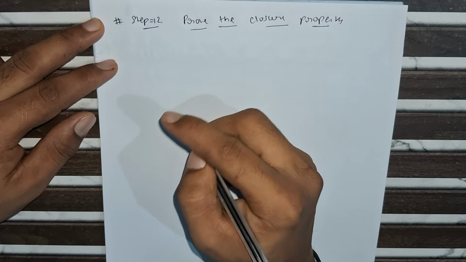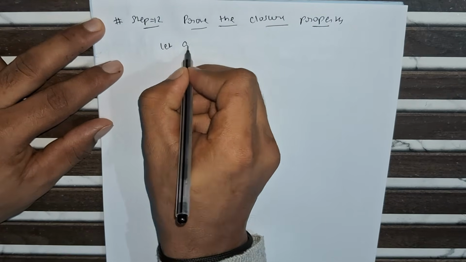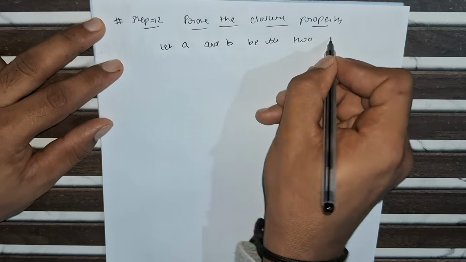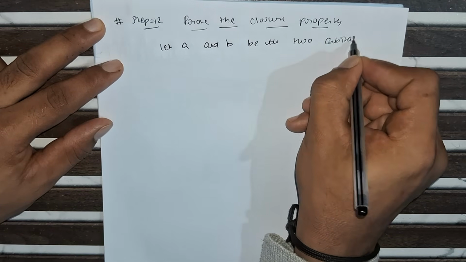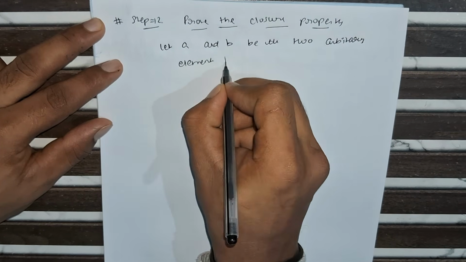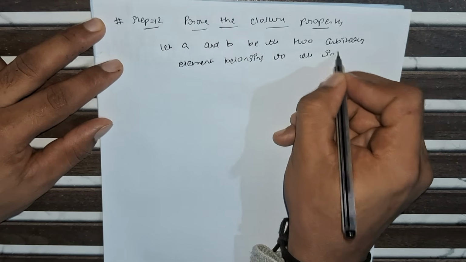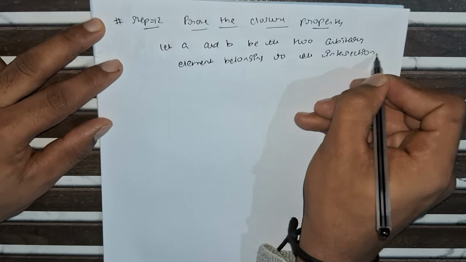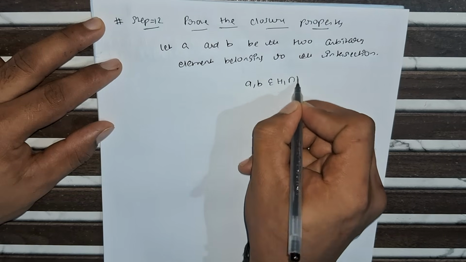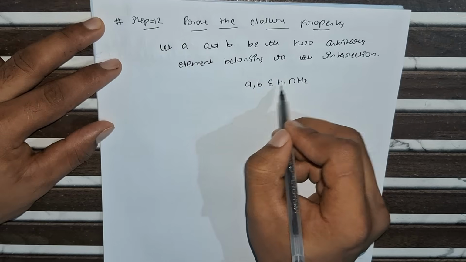For that, let A and B be any two arbitrary elements belonging to the intersection. It means A comma B belongs to H1 intersection H2. Here are two sets, H1 and H2. So A comma B also belongs to the intersection of H1 and H2.